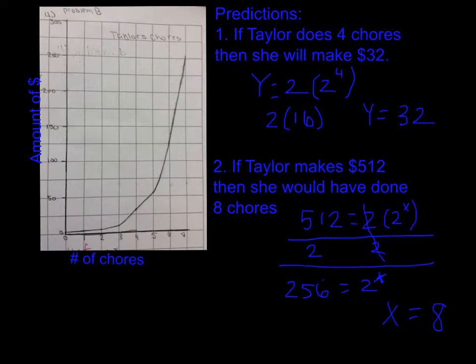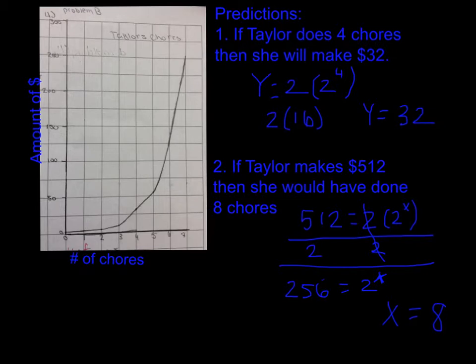Our first prediction is if Taylor does 4 chores, then she will make $32. So what you need to do is y equals 2 times 2 to the 4th, because you start with 2, and you multiply by 2 to get to the next one, and you need to do 4 chores, so x would be 4. So 2 times 2 to the 4th is 2 times 16, which is equal to 32. So y is equal to 32.